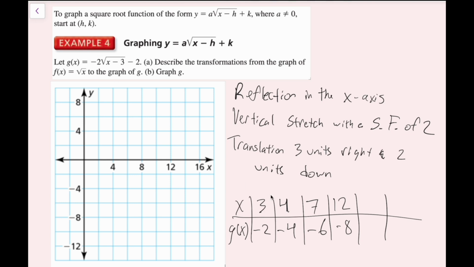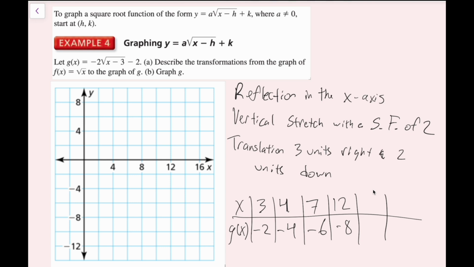And if I put all these x values that make the inside of the square root a perfect square, then look at the pattern. I keep adding my a value, -2. And then plus my a value of -2 is -4. Plus -2 is -6. Plus -2 is -8, and so on. So you can kind of see that pattern going on there. Anyway, I'm going to plot these points.